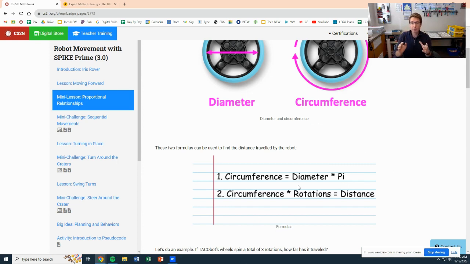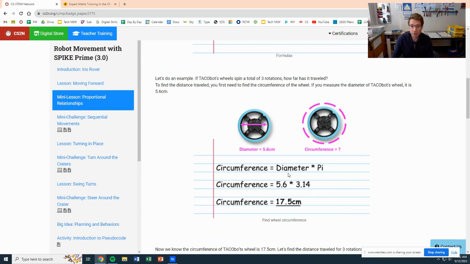But the circumference tells you how far the robot will move for one exact rotation. And if you multiply that distance by the amount of rotations here, that's the total distance the robot will travel. So if the diameter of the small circle is 5.6 centimeters, then the circumference around would be 5.6 centimeters times 3.14. So 3.14 of these would make that circle. And if you calculate that yourself, it would be 17.5, right?